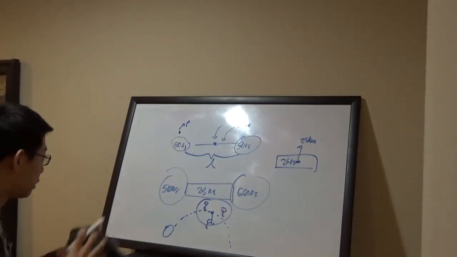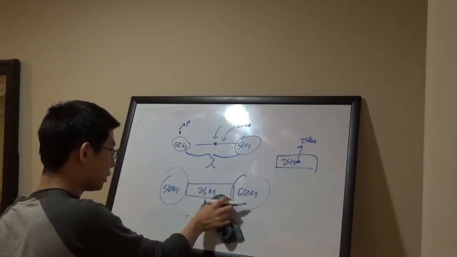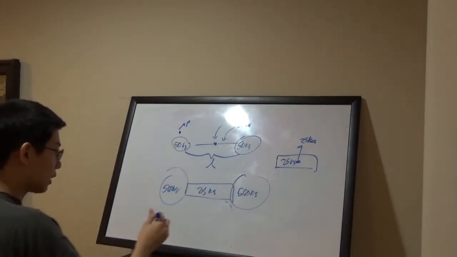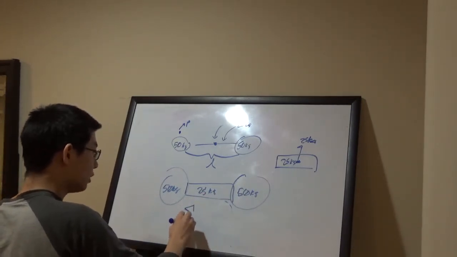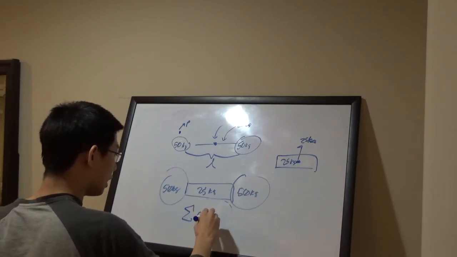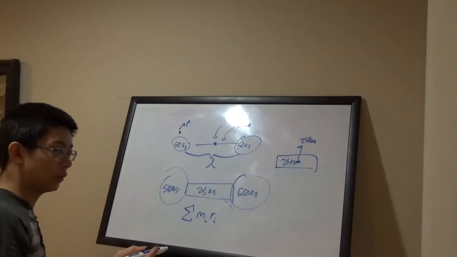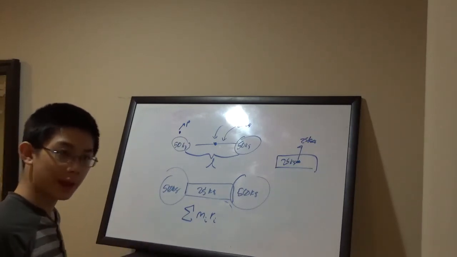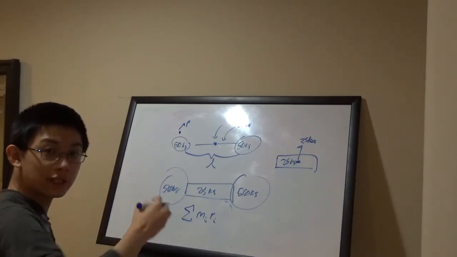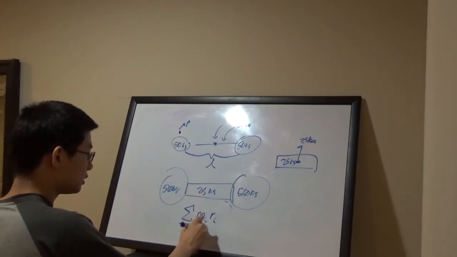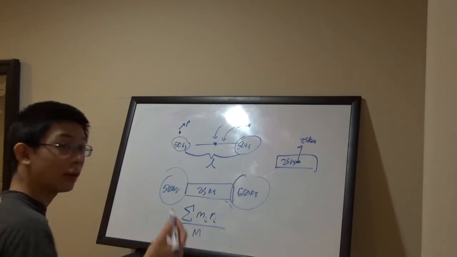Alright, knowing that information, let's use our formula again. Our formula is very important to remember: the sum of m_i r_i, for all the different masses. Oh, I wrote it wrong, didn't I? So we want to sum every single mass times its position, divided by the sum of all the masses in the system.